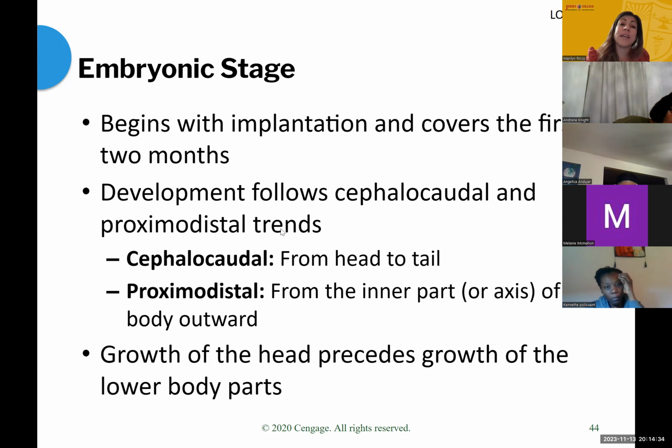The embryonic stage begins with implantation and then covers the first 2 months. The development follows cephalocaudal and proximodistal trends. Cephalocaudal is basically the baby's measurement from head to foot, and proximodistal is from the inner part to the axis of the body. It's the span, how much the body is. Growth of the head precedes the growth of the lower body parts, so their head grows a lot faster than their body parts.